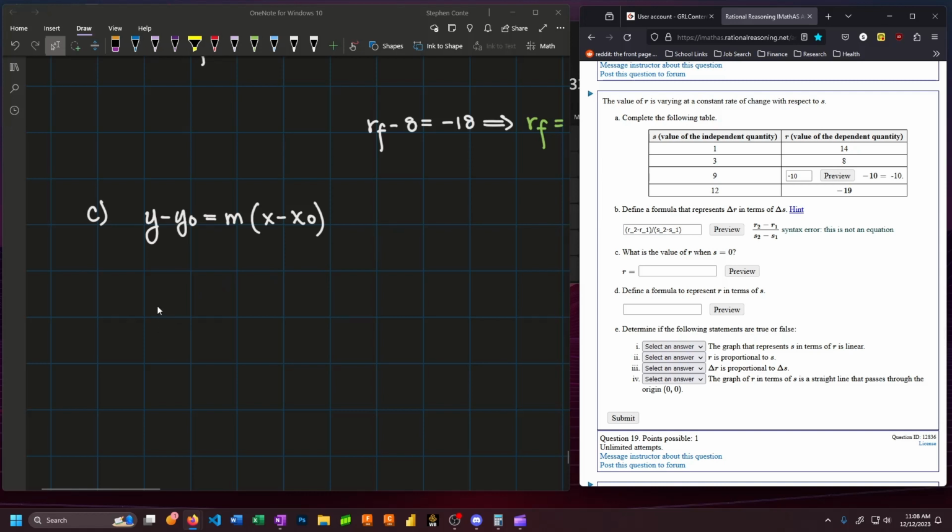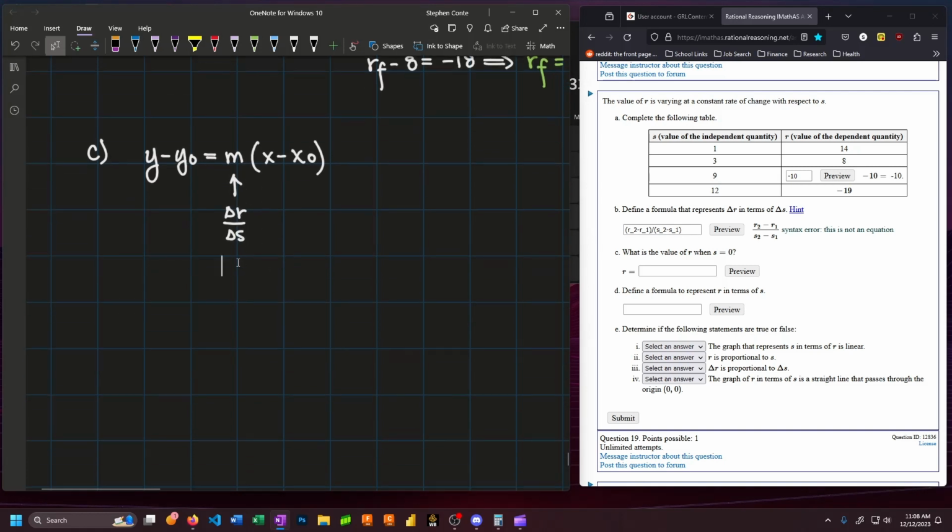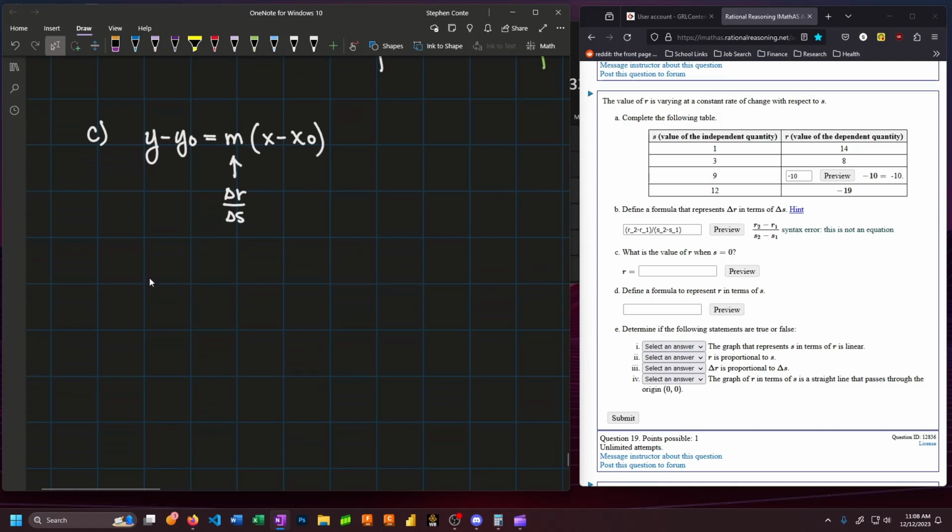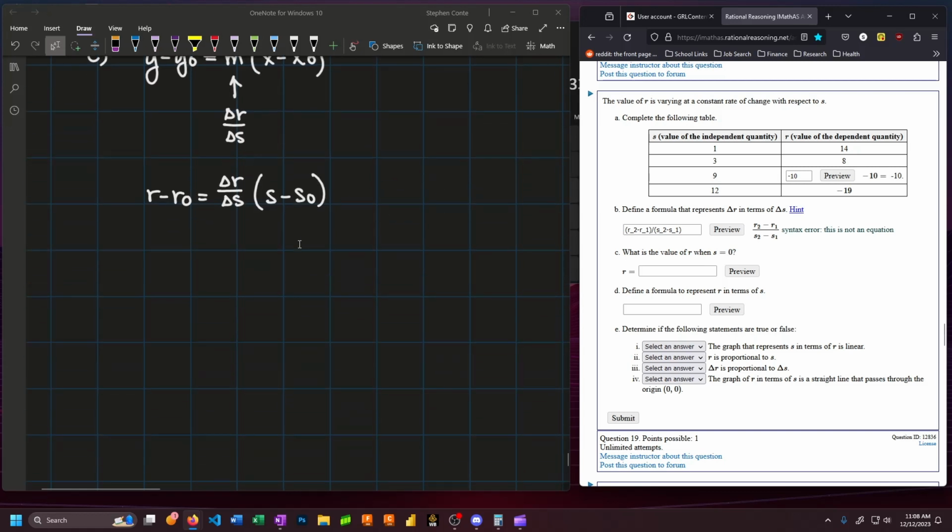So all I need to do here, I know what m is. M is delta r over delta s, right? M is slope, and so is delta r over delta s, because that's our independent and dependent variables. So really I can rewrite this as r minus r0 equals delta r over delta s times s minus s0. And what we're looking for is the value of r when s is equal to 0. So we know that this is true. What we can do now is plug in any 2 points on the table, and that'll give us the equation of the line. And then we can use that equation of the line, plug in for s equals 0 to figure out the y value, right?